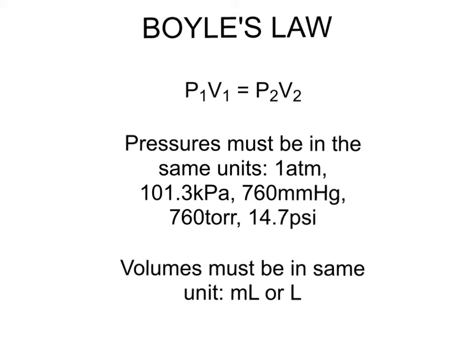The equation for Boyle's law is P1 times V1 equals P2 times V2. When you solve a problem for Boyle's law, you need to make sure that your pressures are in the same units. Those units can be atmospheres, kilopascals, millimeters of mercury, torr, or psi. Likewise, your volumes must also be in the same unit. Usually, that is either milliliters or liters. Let's take a look at some simulations using Boyle's law.